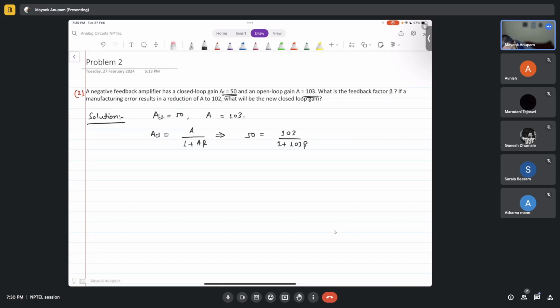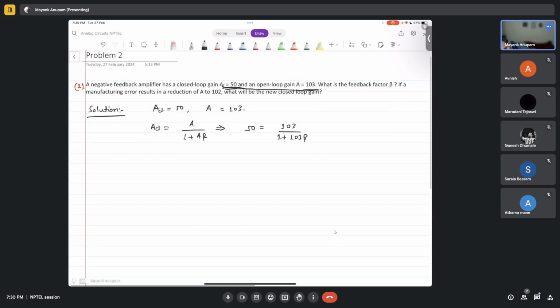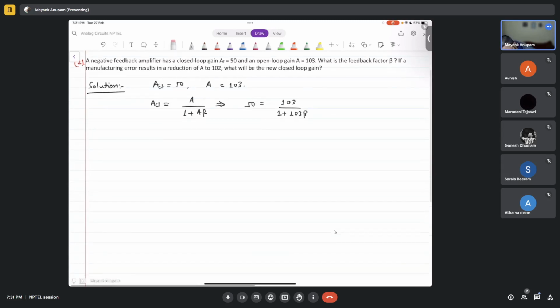So here, can we ignore 1, or should we ignore 1? What do you think? So we should not ignore 1. Good call. We should not ignore 1, because 1 can be ignored only when 10^3 into beta is much greater than 1. But in this case we can clearly see that to get this value 50 from 10^3, the division factor cannot be greater than 2, it will only be slightly greater than 2. So 10^3 into beta will never be much larger than 1, so we should not ignore it. So what will we get? 1 plus 10^3 beta is equal to 10^3 by 50.